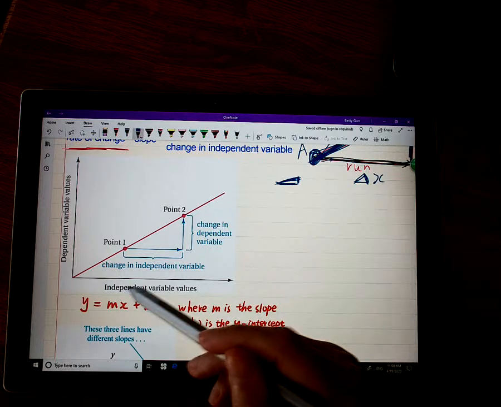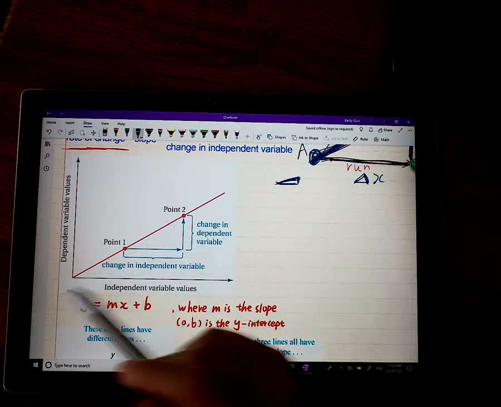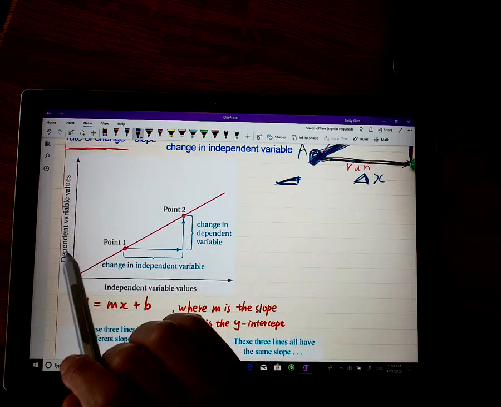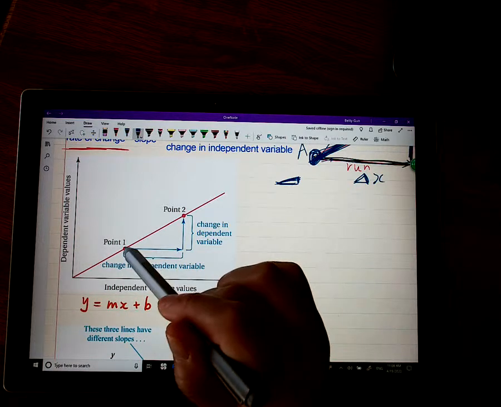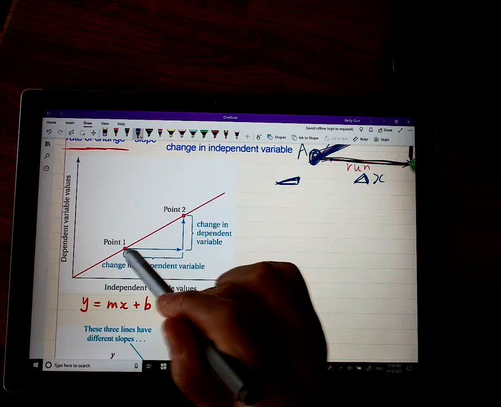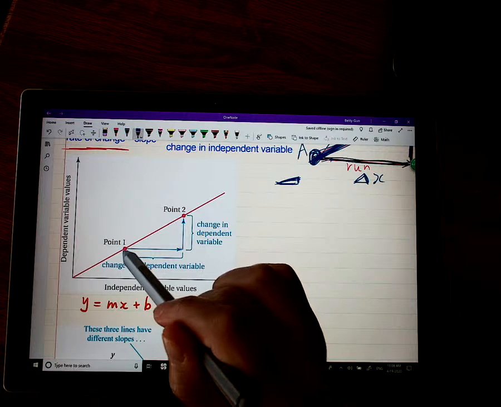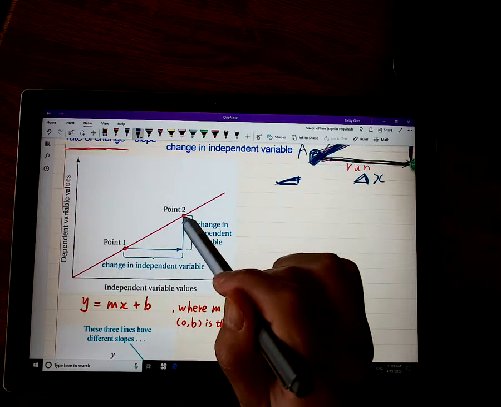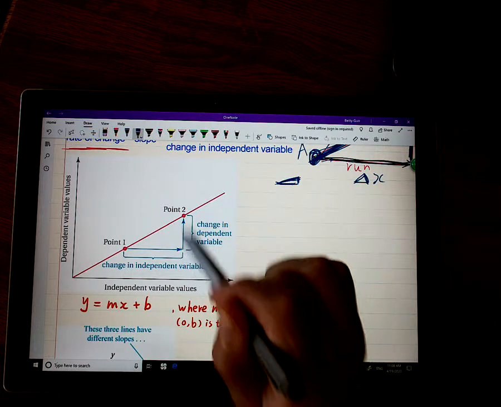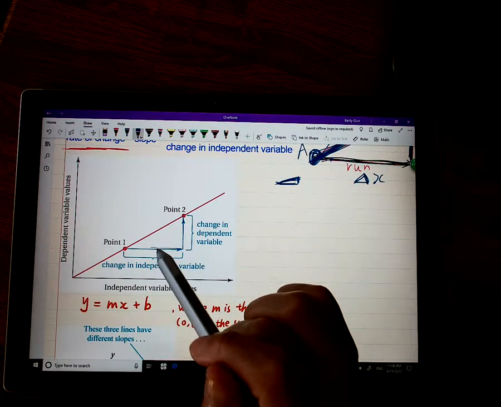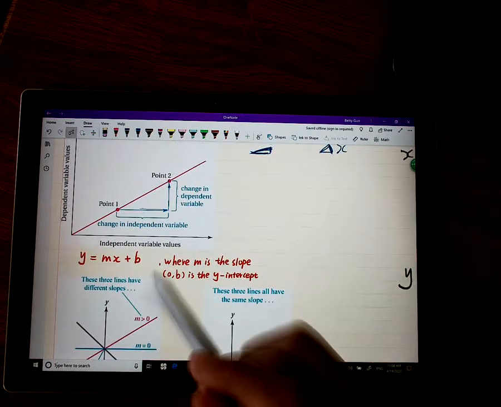The baseline represents the independent variable. So we plot the independent variable values on the baseline, and we plot the dependent variable values on the y-axis. From point 1 to point 2, this is the change in x, horizontal change, right? And because of that change, we have the corresponding change in y, change in dependent variable. So this over this, that's the slope, or that's the rate of change, the slope of the straight line.